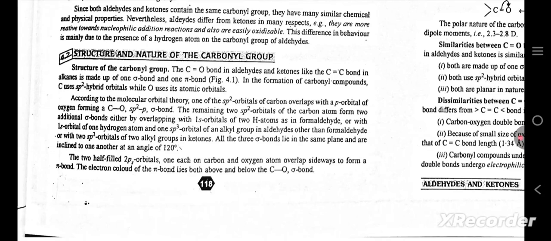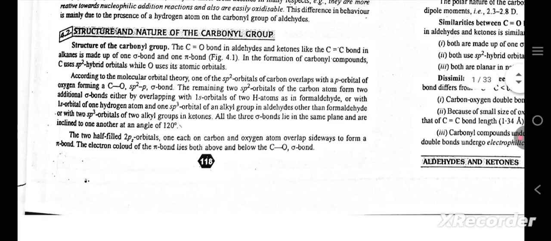In the formation of the carbonyl group, C uses sp2 hybrid orbitals while O uses its atomic orbitals. According to the molecular orbital theory, one of the sp2 orbitals of carbon overlaps with a p orbital of oxygen, forming a C-O sp2-p sigma bond.